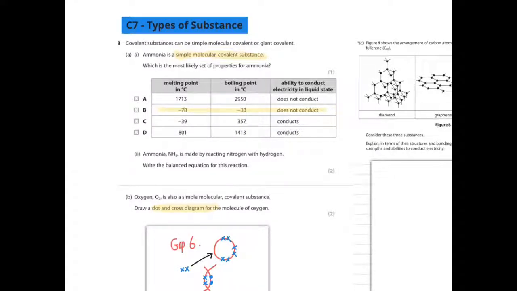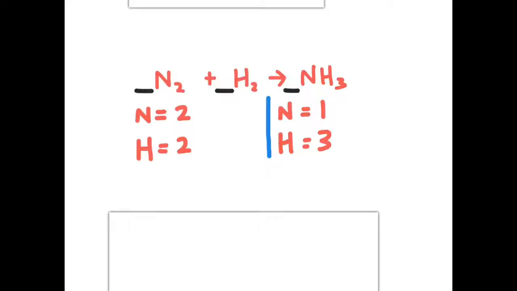Right. Ammonia NH3 is made by reacting nitrogen and hydrogen. Write the balanced equation for this. So here we have nitrogen and hydrogen, and they're reacting to make ammonia. So what I do as usual, I draw my line where the arrow is, and I write the elements on each side in the same order: nitrogen, hydrogen, nitrogen, hydrogen, and I count them up.